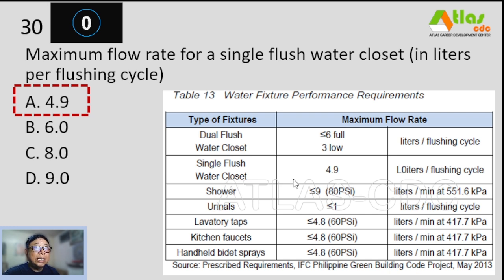For single flush water closet it is 4.9 liters per flushing cycle, while a dual flush water closet for a full flush is 6 liters per flushing cycle. For low flush is 3 liters per flushing cycle. While shower is 9 liters per minute at 551.6 kPa. On the other hand, urinal is 1 liter per flushing cycle. Lavatory taps, kitchen faucets, handheld bidet sprays are 4.8 liters per minute at 417.7 kPa.